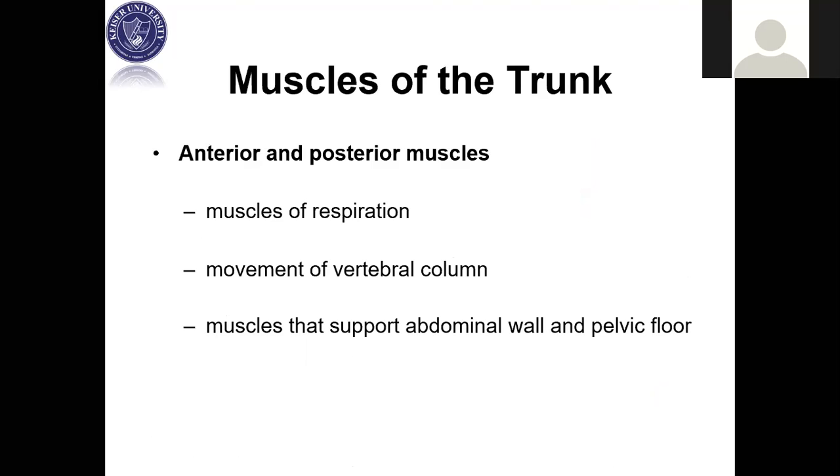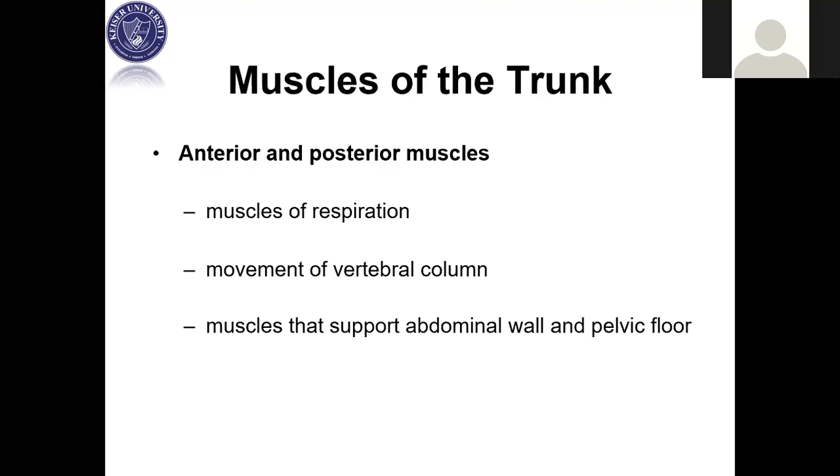So the muscles of the trunk, we have trunk muscles on the anterior portion, and we have trunk muscles on the posterior portion. There are three reasons for these muscles. They are muscles of respiration. They help move the vertebral column. And they are support structures for the abdominal wall and the pelvic floor.